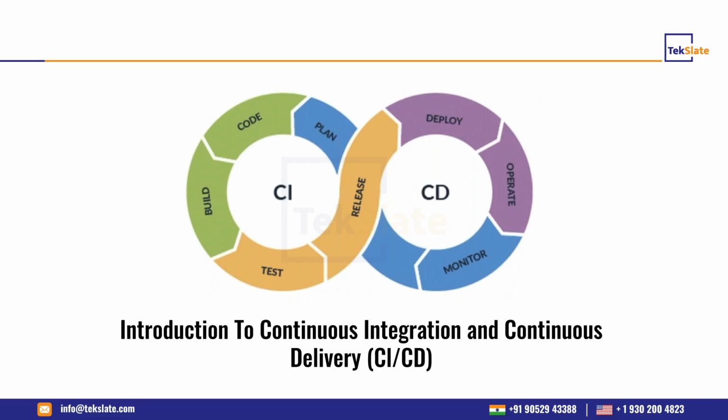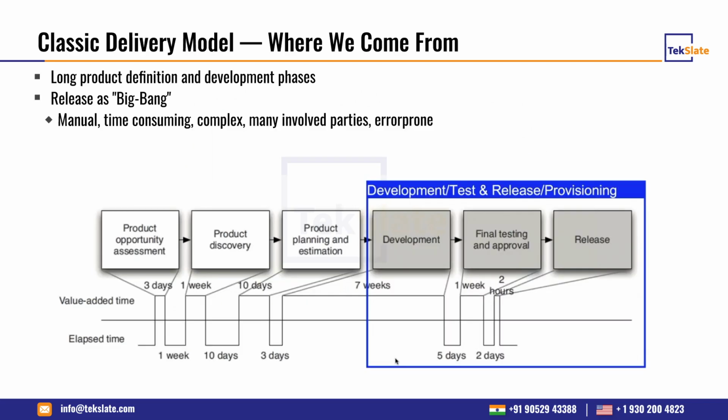But behind the scenes, the tooling which works is called CI and CD. So let's see. This is the classic delivery model where we come from, right? It is a long product definition and development phase. Someone has 6 months of development, 3 months of testing, and they release as a big bang.